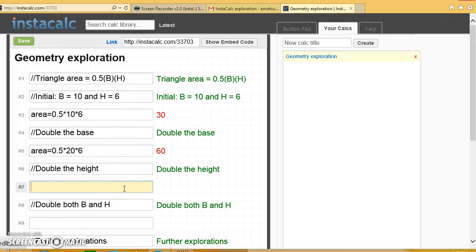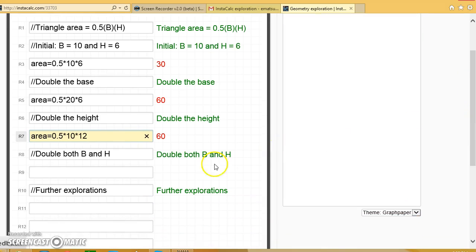If I double the height instead of the base, the area would be 0.5 times 10 times 12, which gives me, oh, look, also an area of 60. That might be interesting. That might be significant. Now what happens if I double both the base and the height? Then the area would be 0.5 times 20 times 12, and I get an area of 120.